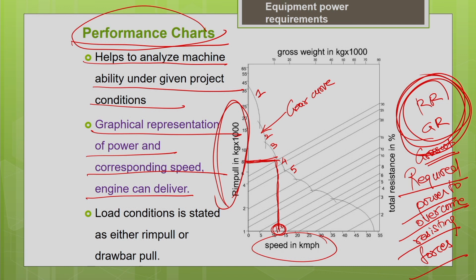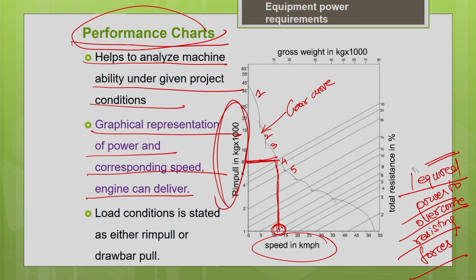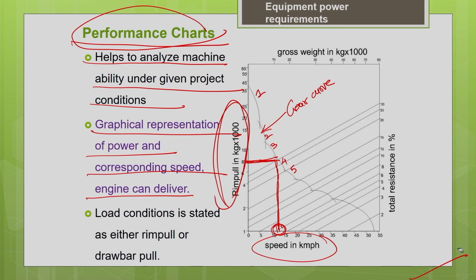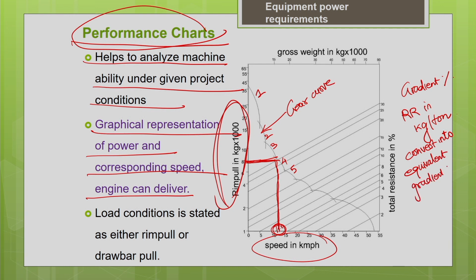There is also another y-axis you can see here. You can express the resistance in your underfoot conditions using total resistance percentage. You already know the gradient percent, that is the slope percent. The rolling resistance you know in kg per ton. You can convert this into equivalent gradient percent, as we discussed earlier. You know that 1% of grade resistance is equal to 10 kg per ton. This we discussed earlier.